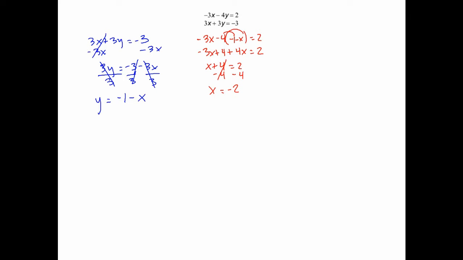Now that I know what x is, go ahead, plug it into either one. Okay, so I'll just plug it into the first one. Negative 3 times negative 2 minus 4y equals 2, and solve for y. So 6 minus 4y equals 2. Subtract 6, subtract 6. Negative 4y equals negative 4. Divide by negative 4. Then y equals a positive 1. My negatives cancel out. So my answer here would be negative 2 comma 1.